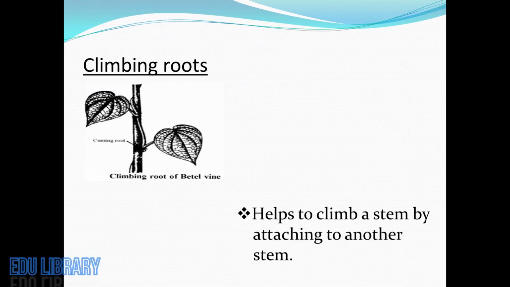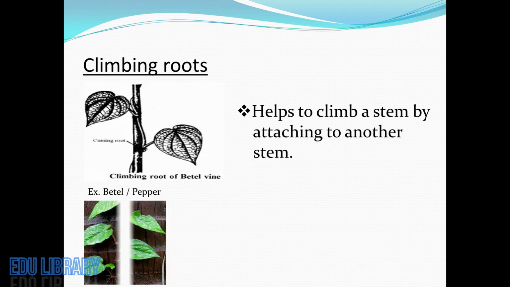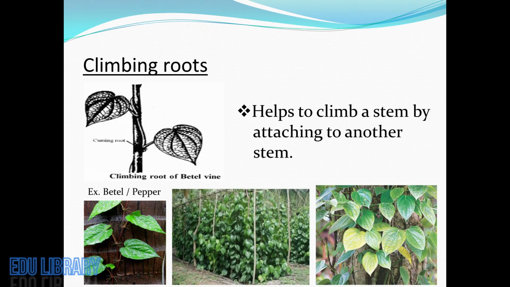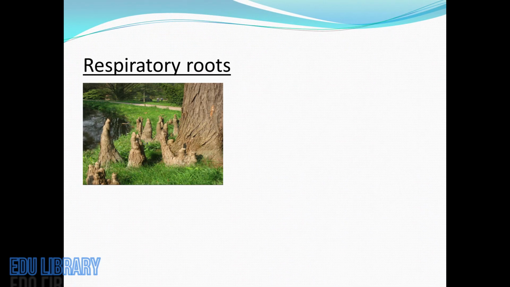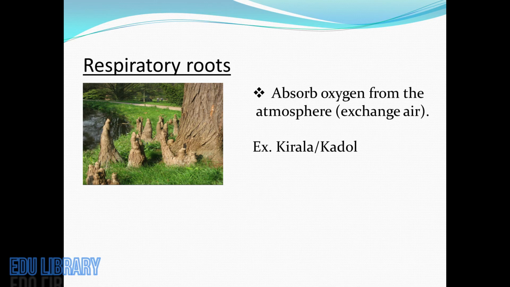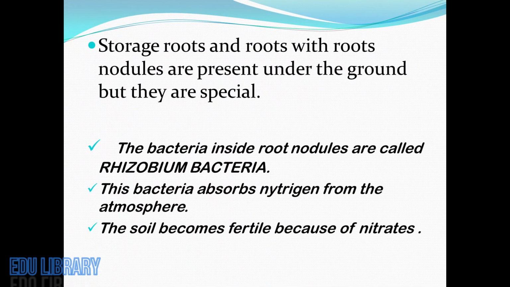Climbing roots. They help to climb a stem by attaching to another stem. Examples: betel and pepper. Respiratory roots. Absorb oxygen from the atmosphere for gas exchange. Examples: Kerala and Kadol. Storage roots and root nodules are present underground, but they are special.